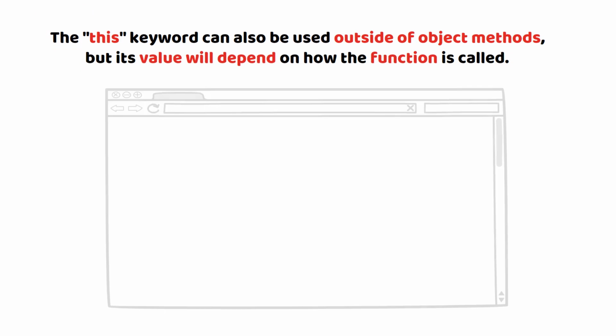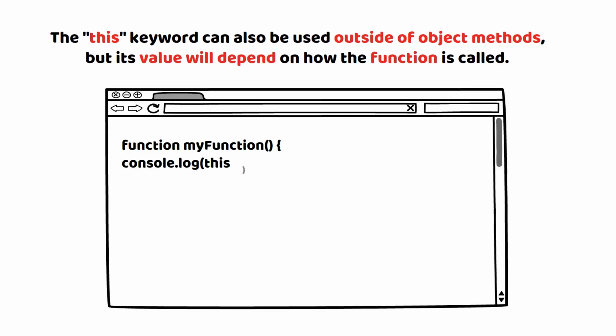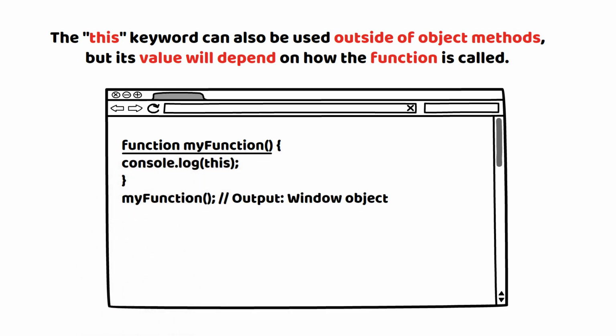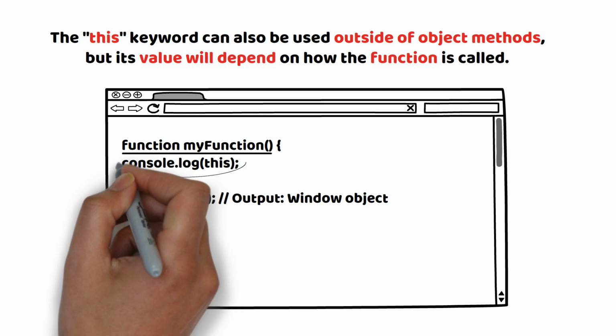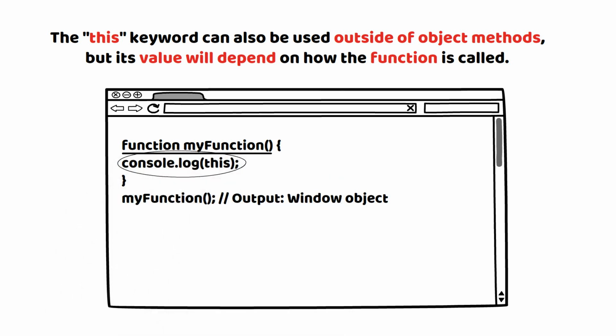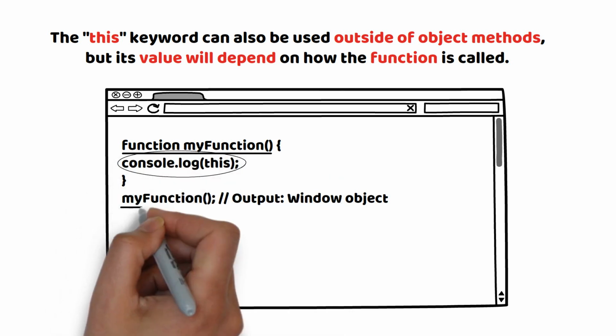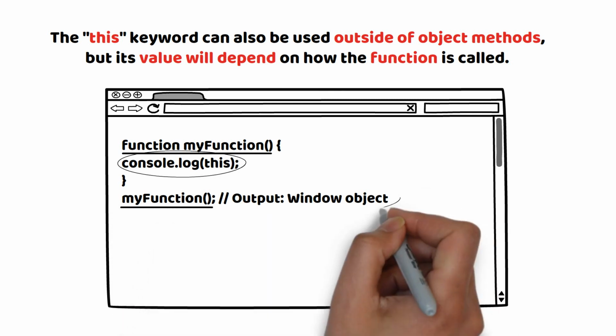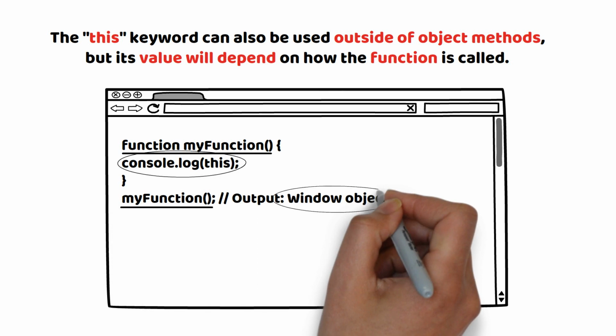how the function is called. So here is an example. In this example, we have defined a function called myFunction that simply logs the value of this. So when we call this function without an object reference, the value of this becomes the global window object.